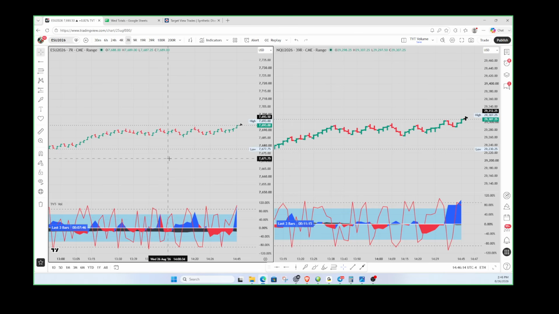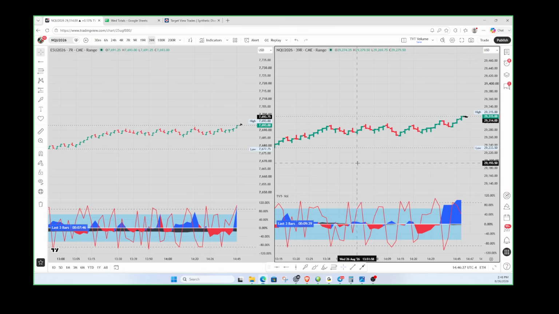All right. Sorry if I explained it already, but what is the black shadow behind the TV vol and how is it used with the red blue shaded areas? The black area is the longer term volume. Okay, John, it's the longer term volume.